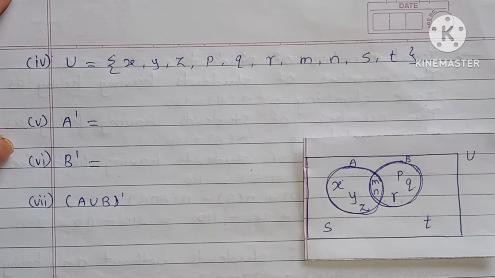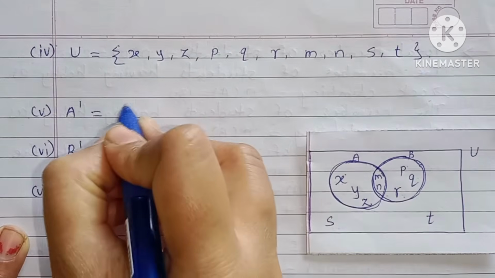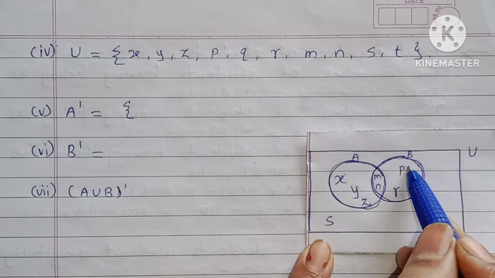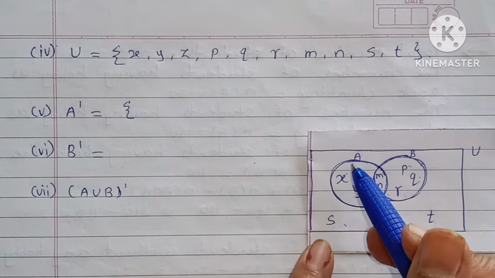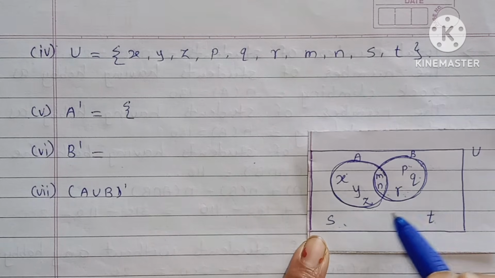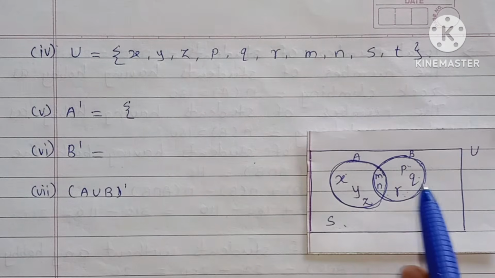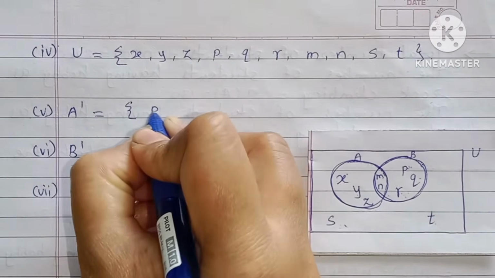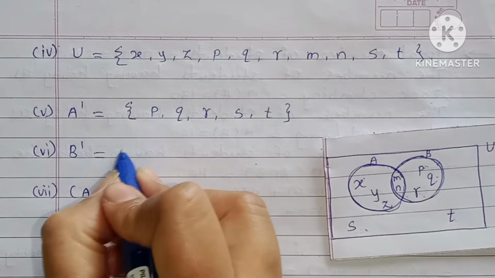Next, complement set of A. Complement set of A means which elements? P, Q, R, S and T. जो A में है वो छोड़कर दूसरे एलिमेंट्स, रिमेनिंग एलिमेंट्स यू कैन राइट डाउन इन कॉम्प्लीमेंट ऑफ A set, which are P, Q, R, S and T.